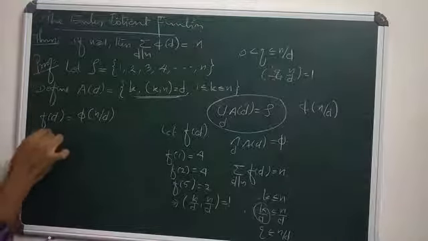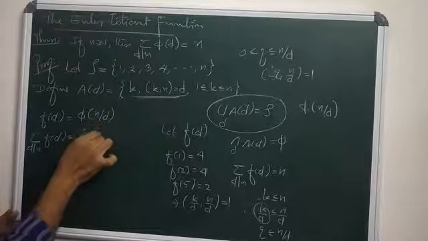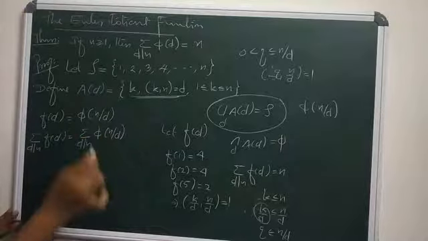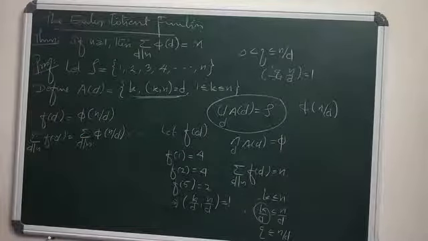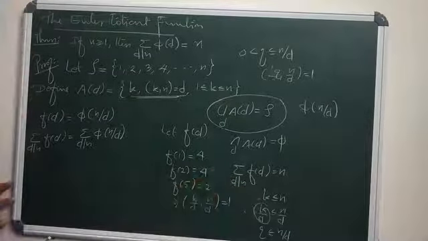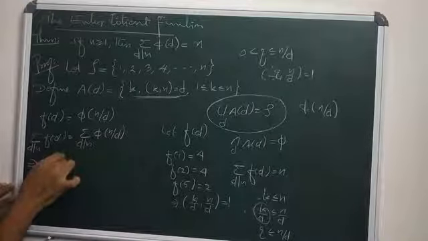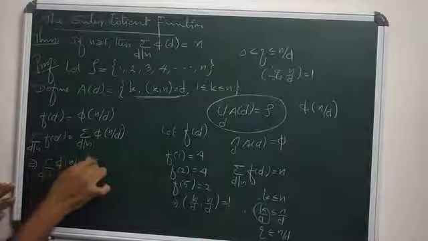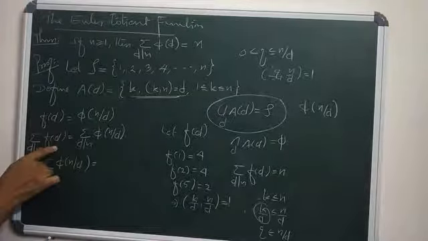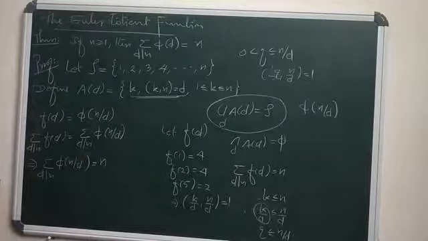So what is the sum over d dividing n of f(d)? The sum over d dividing n of f(d) equals the sum over d dividing n of phi(n/d). Clear? But what is the sum over d dividing n of f(d)? That is n. So the sum over d dividing n of phi(n/d) equals the sum over d dividing n of f(d), which equals n. So the sum over d dividing n of phi(n/d) equals n.